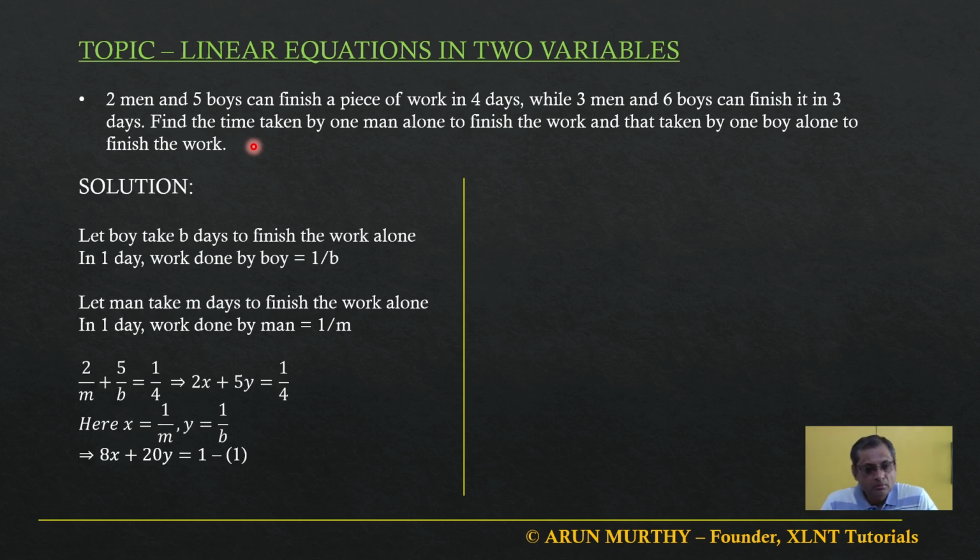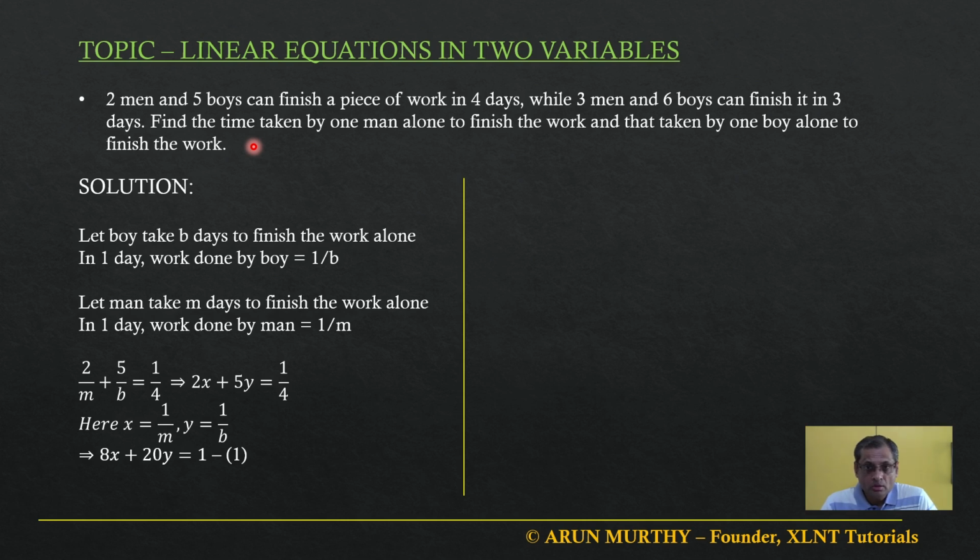So we start by taking a variable b, which represents the time taken by the boy to finish the work alone. So in one day he will finish 1 by b of the work. Similarly, the man takes m days to finish the work if he is working alone. In one day he will finish 1 by m of the work. Now these 2 men and 5 boys finish the work in 4 days, which means 1/4 of the total work will be completed in one day. This comprises the work done by the men as well as the boys.